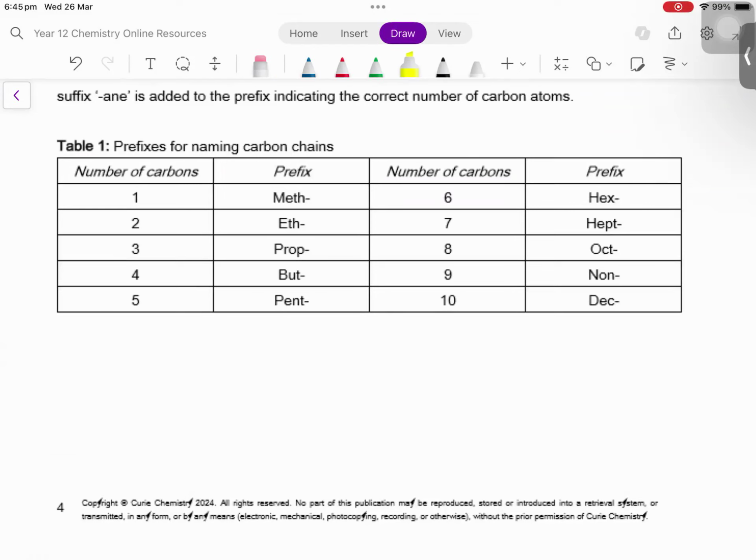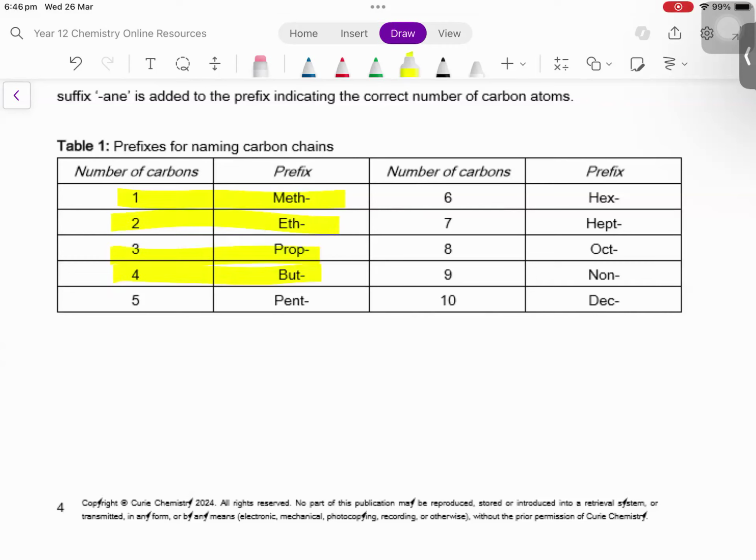This is for naming your numbers of carbons. If you see 1 carbon, the prefix is going to be meth. Grab this down because you're going to need it. I will be scrolling away from this. 1 carbon is meth, 2 carbons is eth, 3 carbons is prop, 4 carbons is but. Numbers 1 up until 4 are the ones you need to worry about remembering.